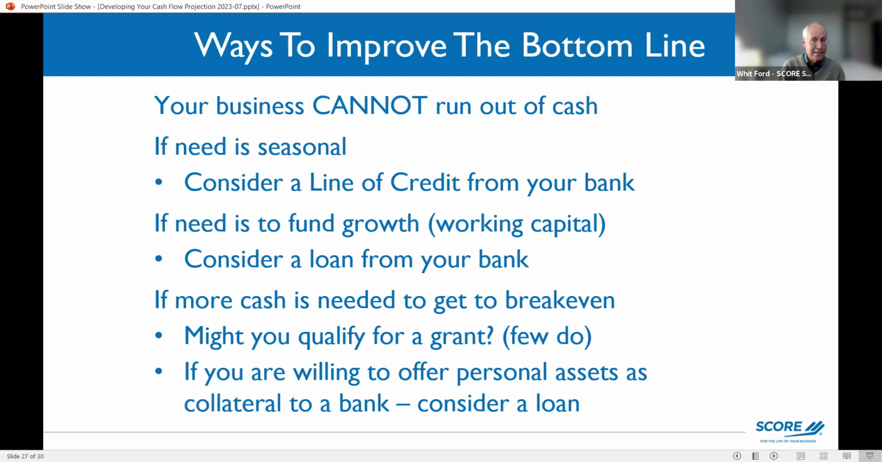If the cash need is seasonal, as I said earlier, consider a line of credit. If the cash need is to fund growth, you can ask your bank for a loan to help fund your growth, particularly if you have been operating for several years. They will look at your operating history and be a lot more comfortable with your cash flow when you have an operating history to base it on.